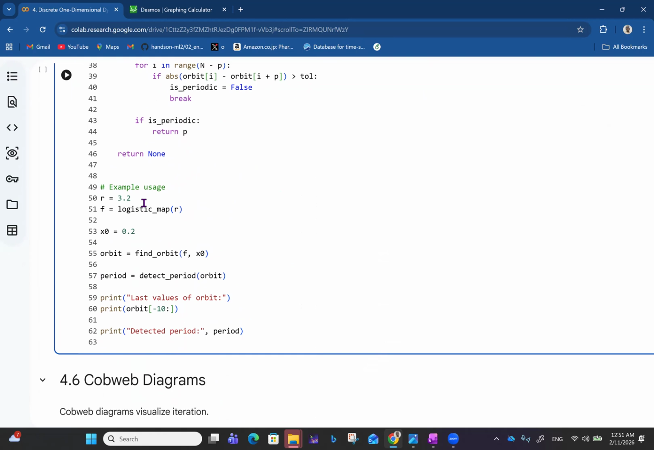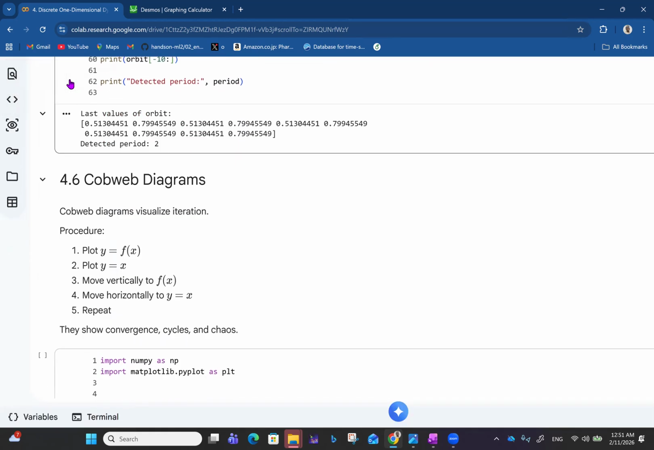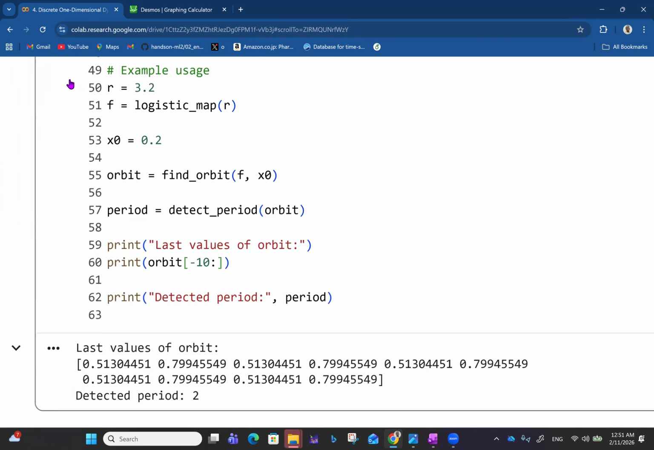This 3.2 is carefully chosen because if you pick something else, you won't get the kind of picture you want. But of course, you can always play with that to see what happens. And then we get the logistic map. We take the initial condition to be 0.2, which you can always change as you like, just to explore what happens. So with this, we now have the last values of the orbit.